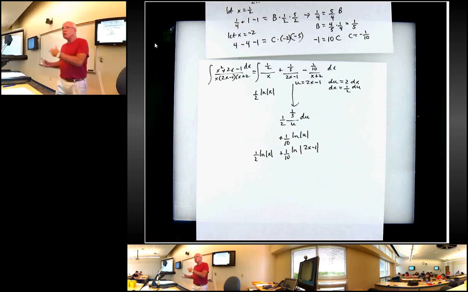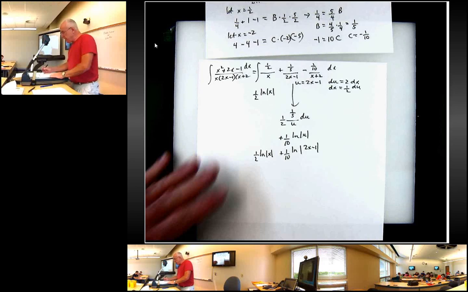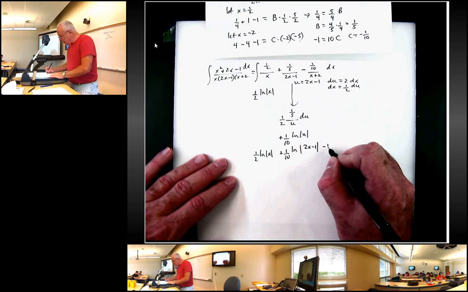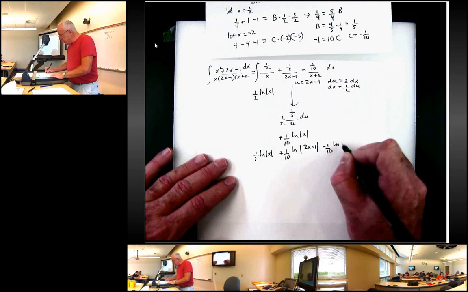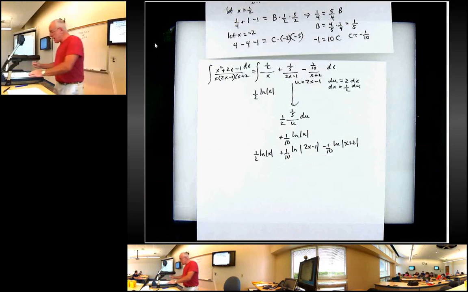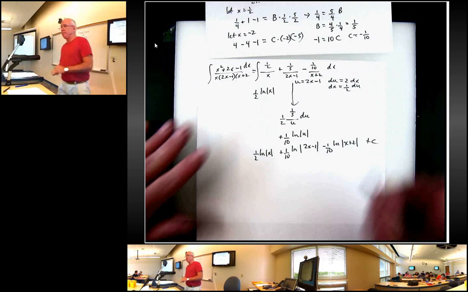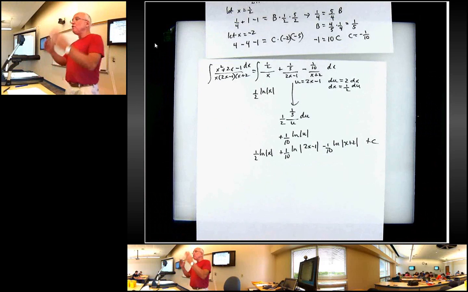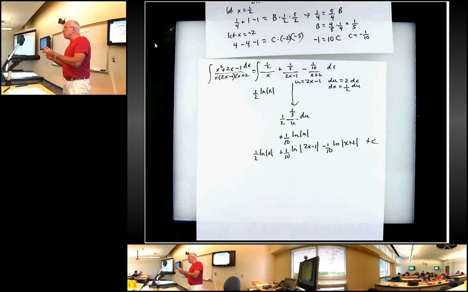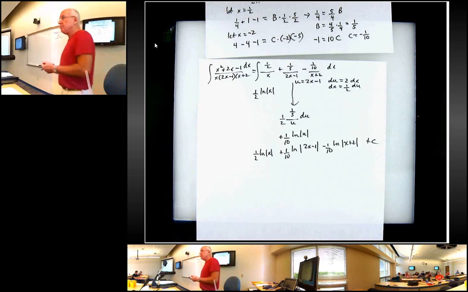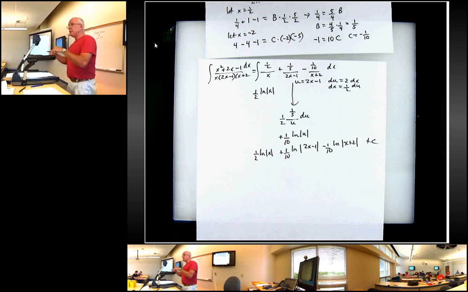And then we go on to the last term that we created, and that's another easy one. That's minus 1/10, and that'll just be the ln of the absolute value of x plus 2. And then we tack on our plus c, and we're finished. So something that looked impossible to do converted into three integrals that are fairly easy to do. And that's the whole key behind this process. Question on this example, first of all.